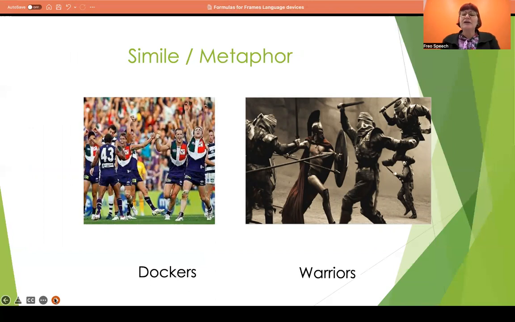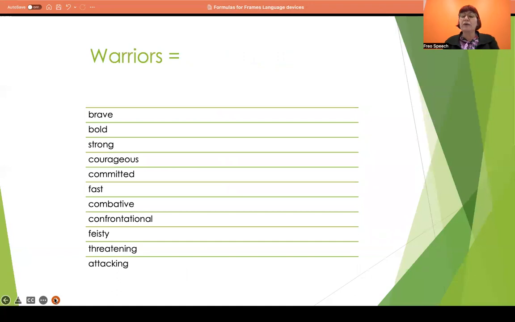So if I was writing a story about the Dockers and I wanted to say that they were incredibly strong and fast and brave on the field and took up every opportunity and never gave up, I could write all of that, or I could write the Dockers played like warriors on Saturday. Because what do we know about warriors? This is what we know. They're brave, they're bold, they're strong, courageous, committed, fast, combative, confrontational, feisty, threatening, and attacking.